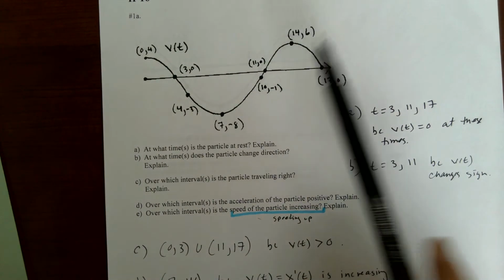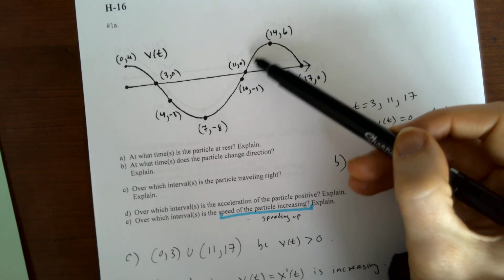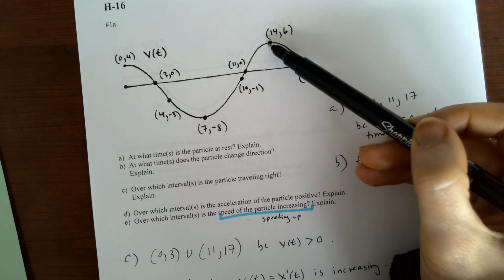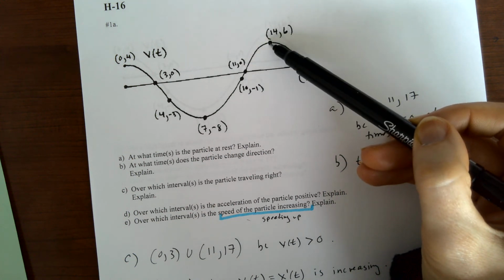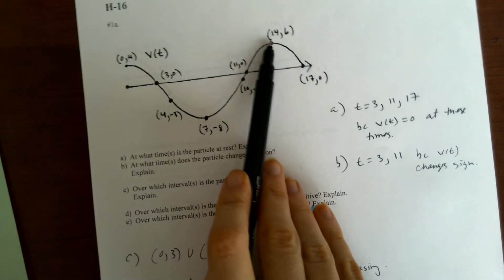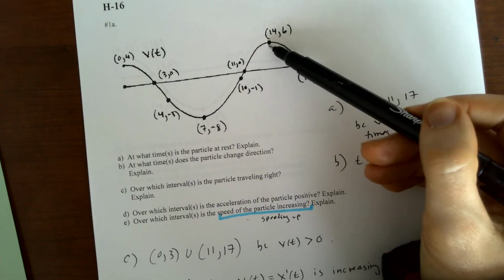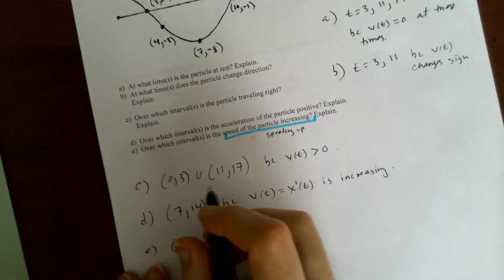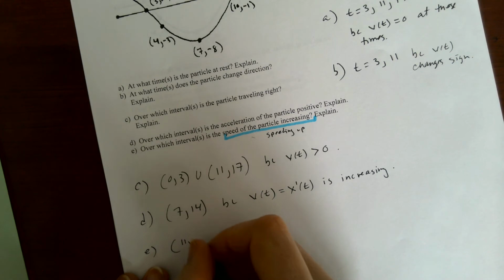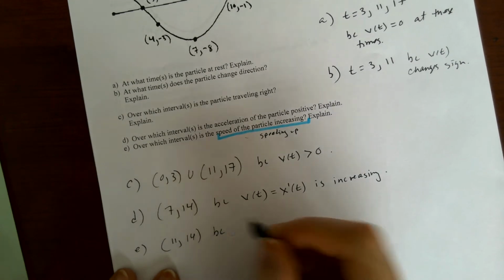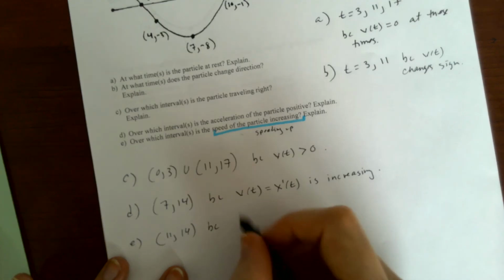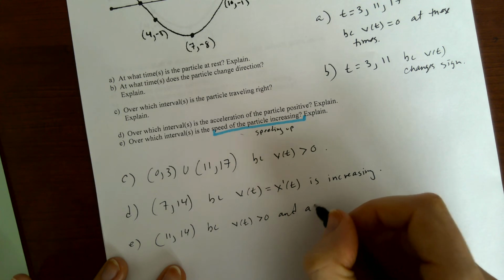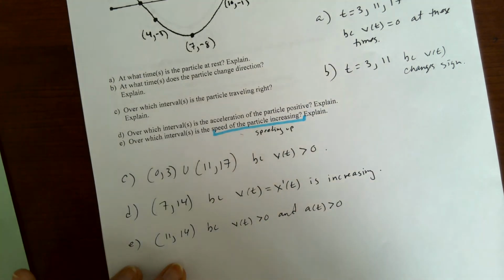Let's look at this part here. Here, velocity is positive, and also since it's increasing, acceleration is positive. So here is a place. I could say from 11 to 14 because velocity is positive and acceleration is positive.